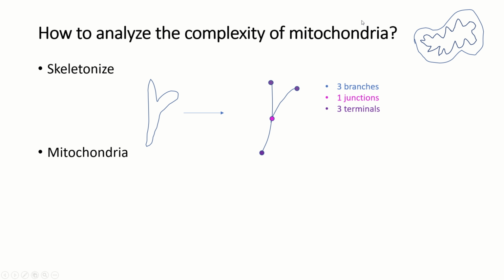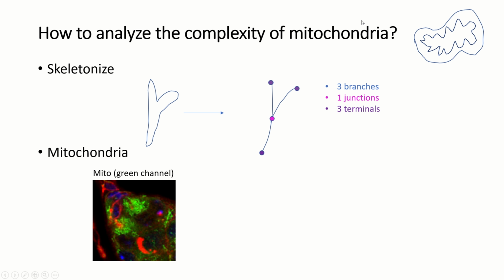How to perform this analysis on mitochondria? First, here is an image for you. It shows a fruit fly ovary germline stem cell. The green part represents our mitochondria.